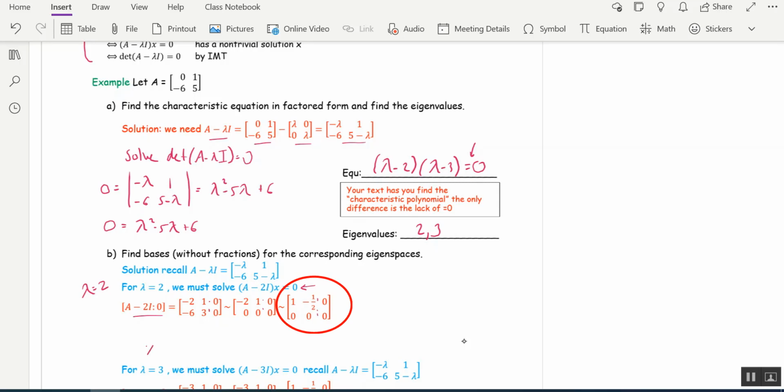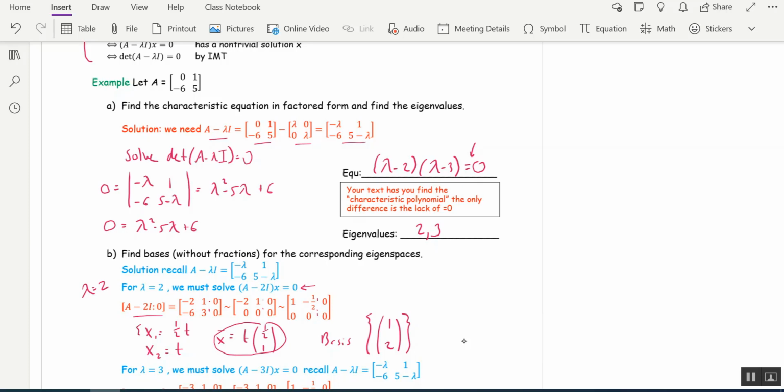So I've got two variables. x2 is t, x1 is 1/2 t. So my solutions look like t times (1/2, 1). But if I want a basis without fractions, rather than taking t equal to 1, I would take t equal to 2. And my basis would be (1, 2), a single vector. You don't even need this part. You could go straight from this to writing down a basis.